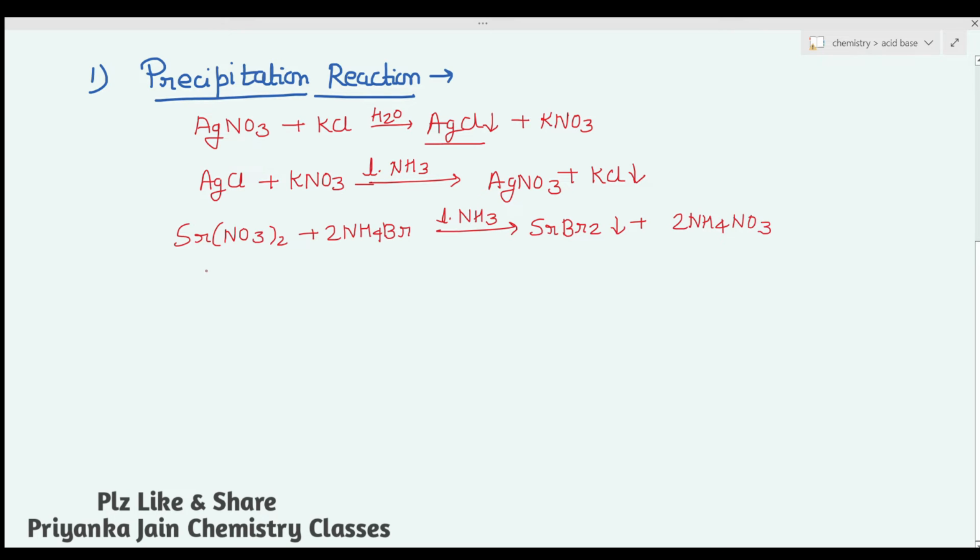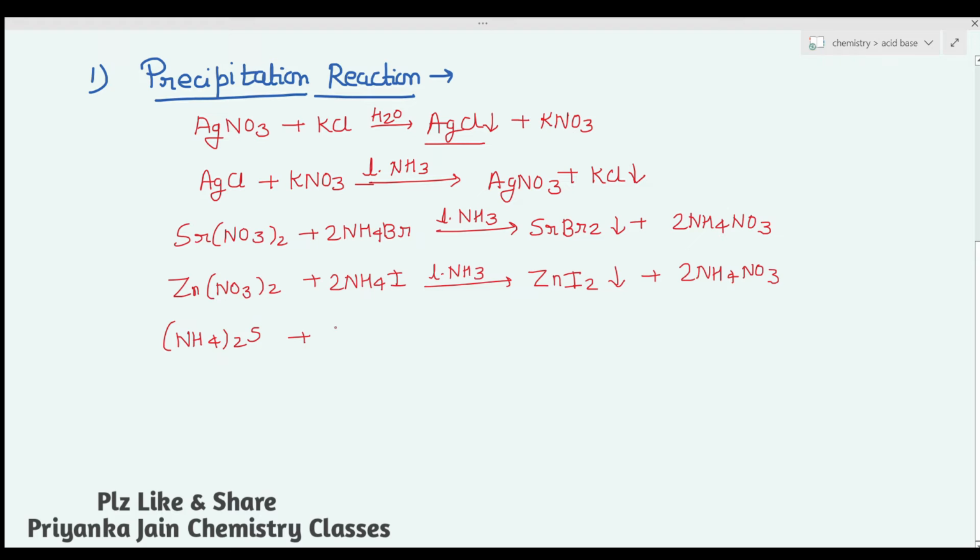One more reaction of this type: Zn(NO3)2 plus 2NH4I. Okay, these are reacting in liquid NH3 and it is forming ZnI2. This is precipitated and we are getting 2NH4NO3. Okay, similarly (NH4)2S can be reacted with silver nitrate.